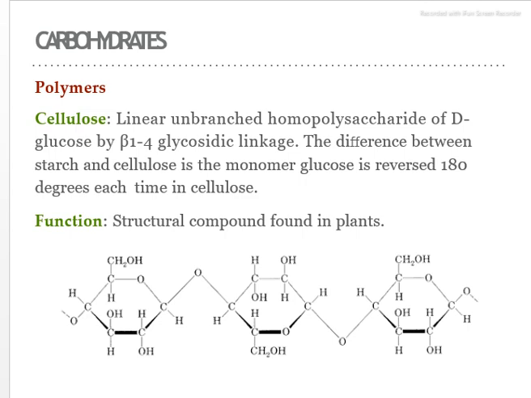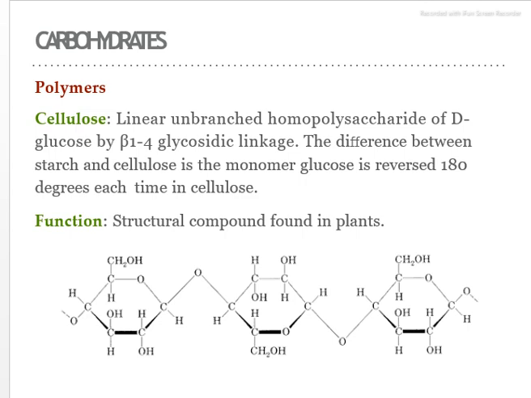So we know that cellulose is the structural compound found in plants, and we can't digest cellulose. That you also know. The most abundant organic compound in the biosphere is cellulose. It is formed by the linear unbranched homopolysaccharide of D-glucose by beta 1,4 glycosidic linkage.